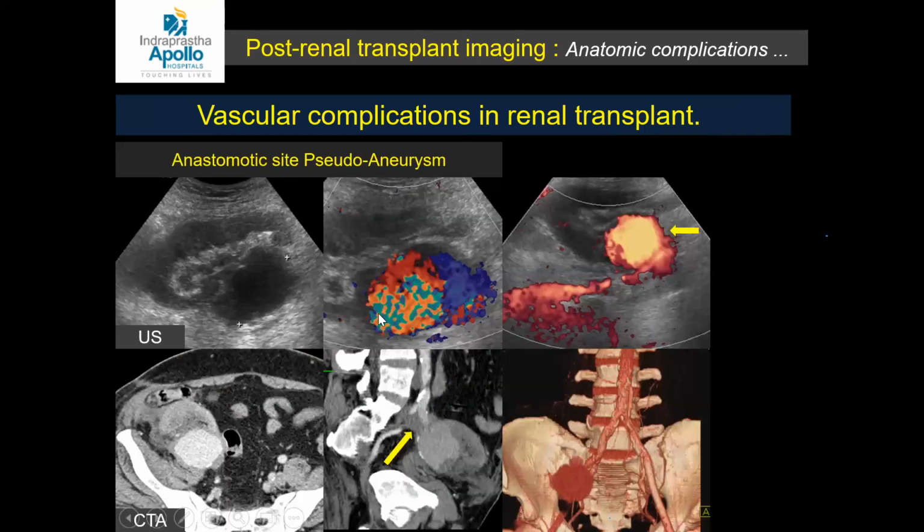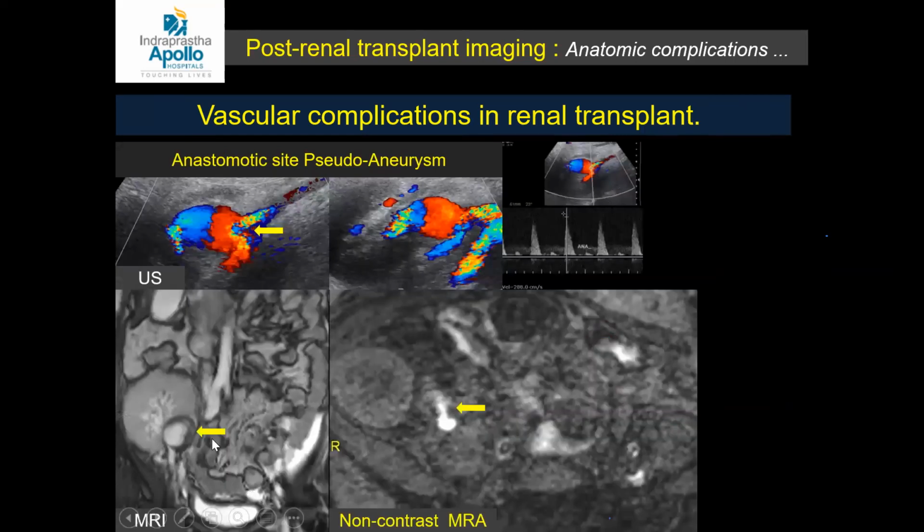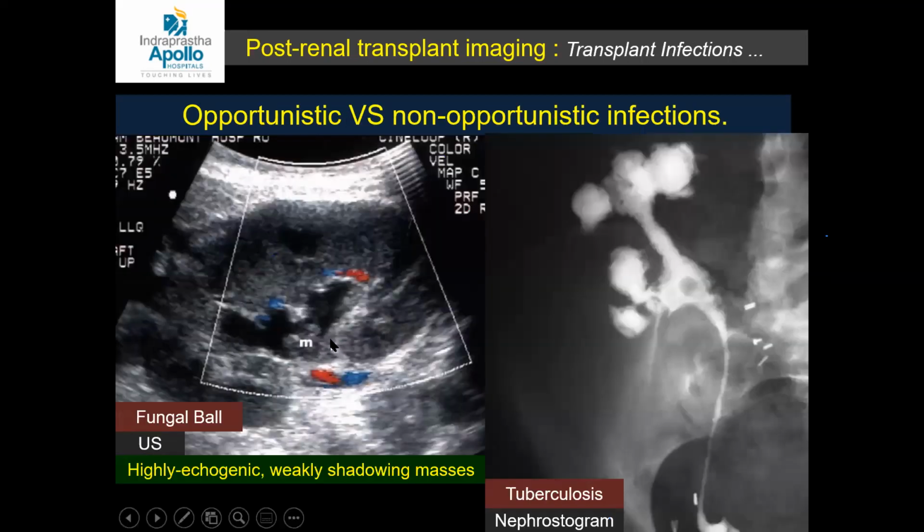Then anastomotic site aneurysm can be confirmed with CT angiography, as we can see here. And this is an example of an anastomotic site pseudoaneurysm seen on Doppler, where we can see a large aneurysm at the site of anastomosis without using any contrast. This is an MR angiography image where we can see the neck of the aneurysm also, and we can see all the details of the aneurysm in relation to the renal vascular pedicle. In this example, we can use non-contrast MR angiography in this patient without any use of contrast.